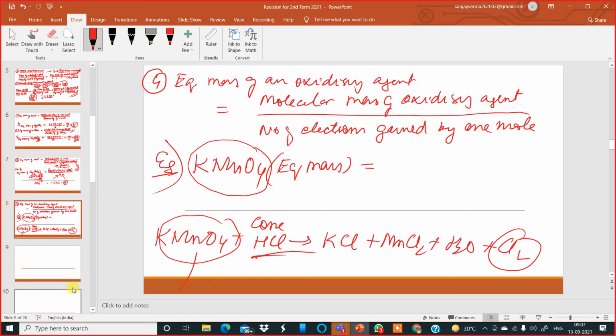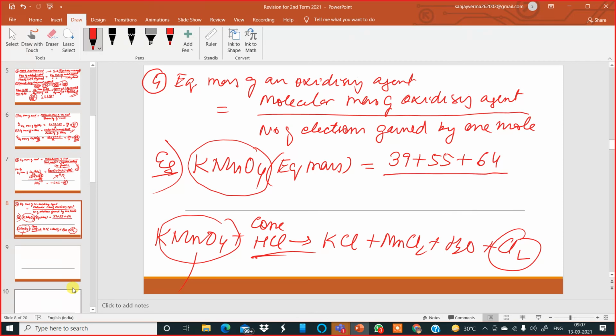So here, if you work out the molecular mass of potassium permanganate, you will find that potassium is 39, manganese is 55, oxygen is 16 into 4, which is 64. And then over here, the number of electrons gained.